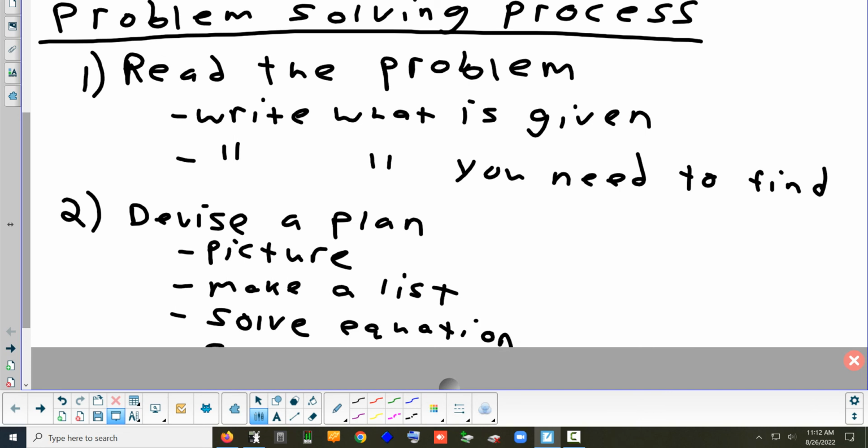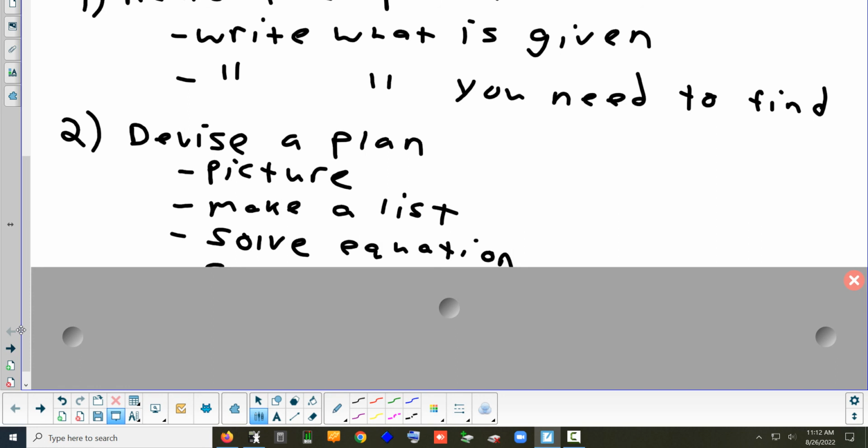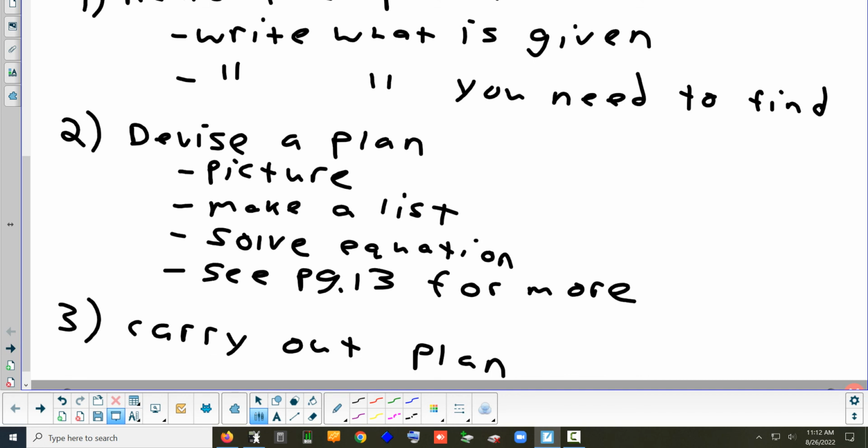Sometimes a list is helpful. Depends on what you're doing. If I said to you, tell me all the different ways you can arrange the letters A, B, C, you might make a list. There's only 6 ways, so that's not bad. If I said, tell me all the ways you could arrange every letter in the alphabet using it one time, I wouldn't make a list. There's going to be billions of ways. So lists are okay if it doesn't get too big. And then once you decide on what method you're going to use to solve it, you have to go ahead and do that. Carry out your plan. So if you made an equation, maybe you ended up with a quadratic. So go ahead and now use the quadratic formula or factor it or complete the square. Do whatever you need to solve your problem.